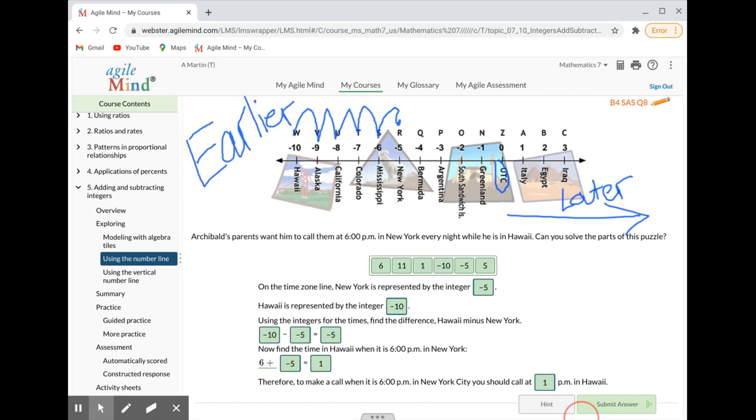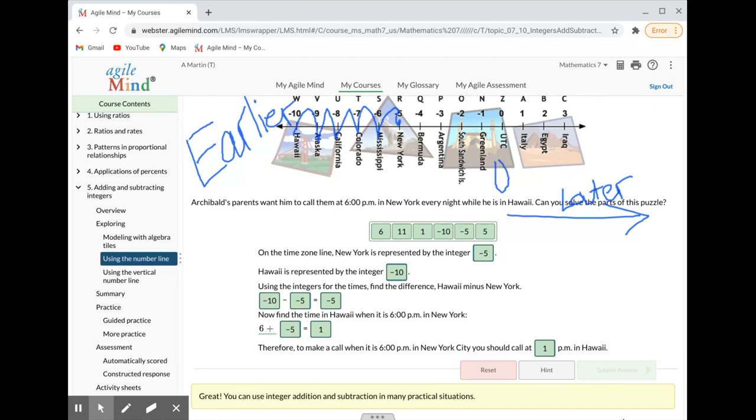Isn't that crazy? Isn't that kind of neat, how it's that big of a difference across the world? I think it's cool. All right. Yeah, me too.